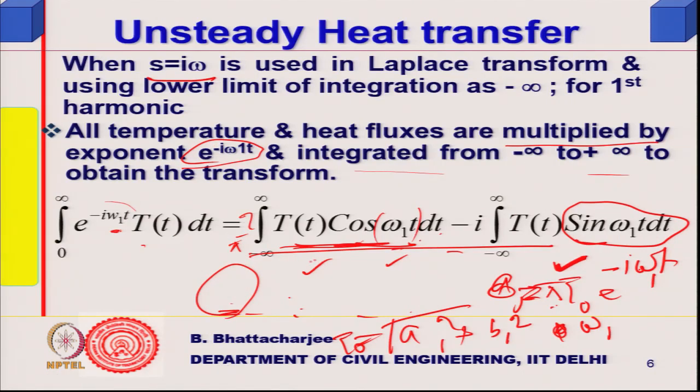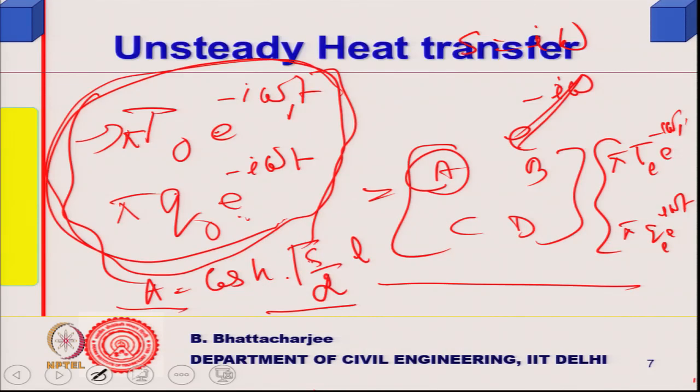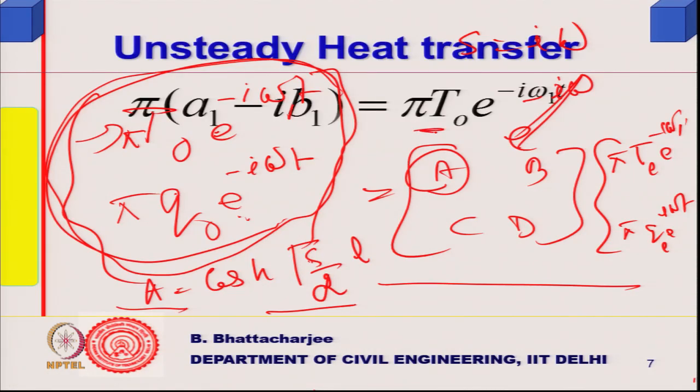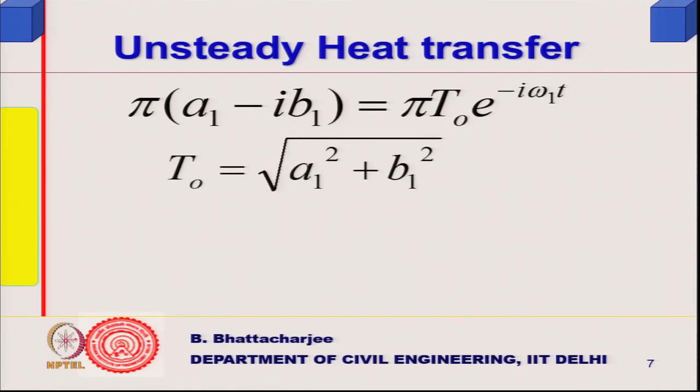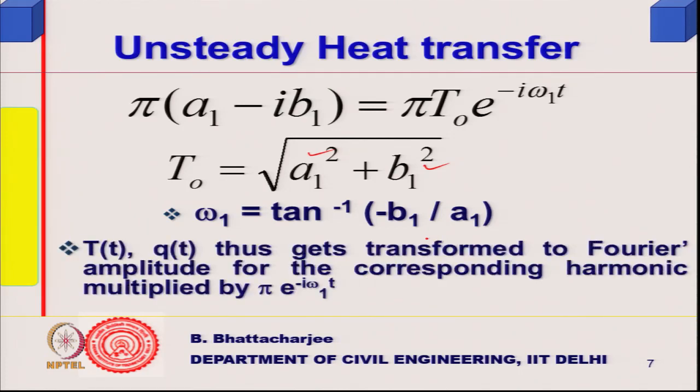That is what I have shown, that this is nothing but Fourier's A1, and Fourier's A1 can be written in terms of some single function, some single temperature T0. So I will write it in this manner. This transformation can be written in this manner, and you will have T equals square root of A1 square plus B1 square, where A1 and B1 are Fourier's coefficients, and omega 1 represents minus tan inverse of B1 by A1. T and Q thus can be transformed to Fourier's amplitude for the corresponding harmonic multiplied by phi e to the power i omega t.